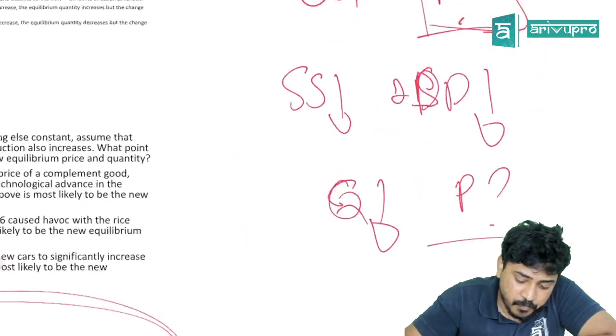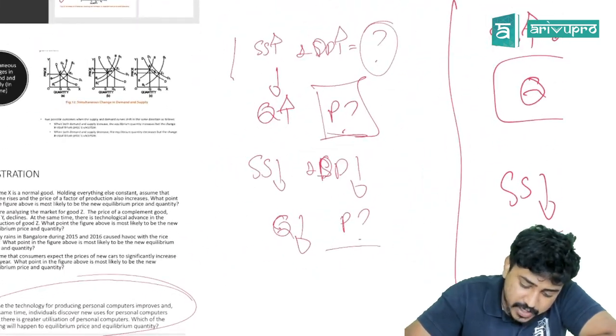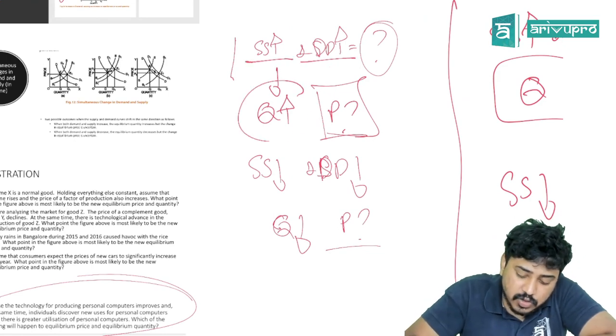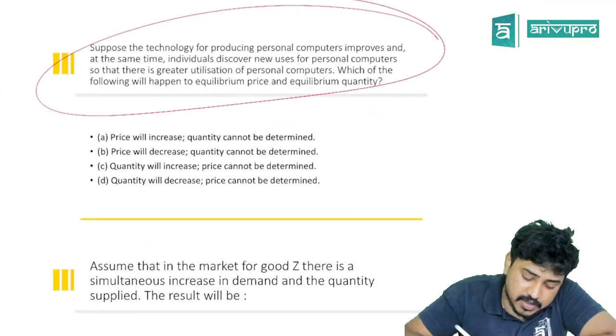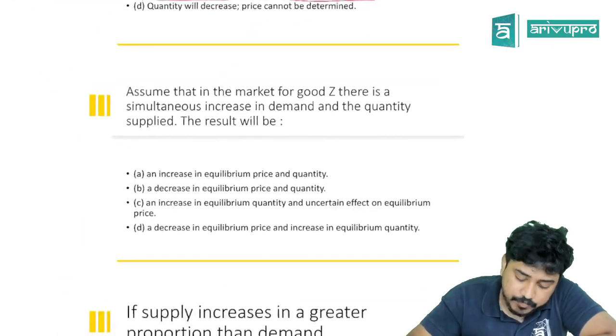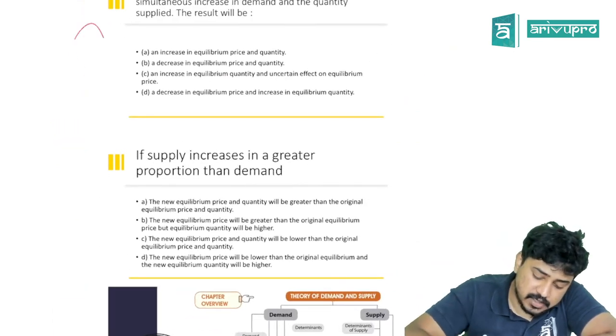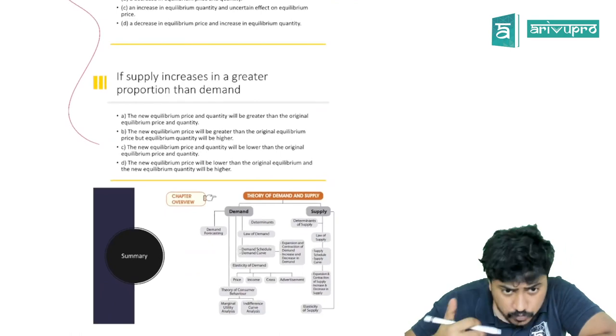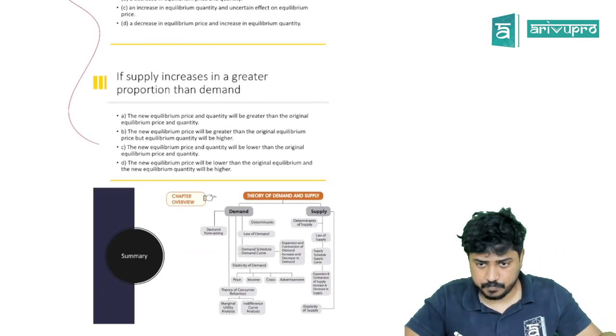What did I say? See, in this case, supply and demand are increasing. So quantity will increase, right? And price cannot be determined because they have not told anything. I want you to practice these two or three questions at home so that you get an idea of things. Are we clear?